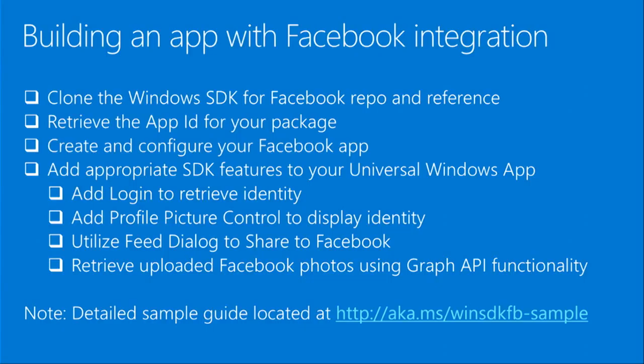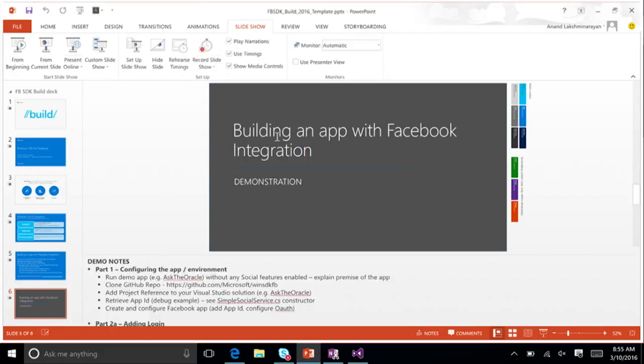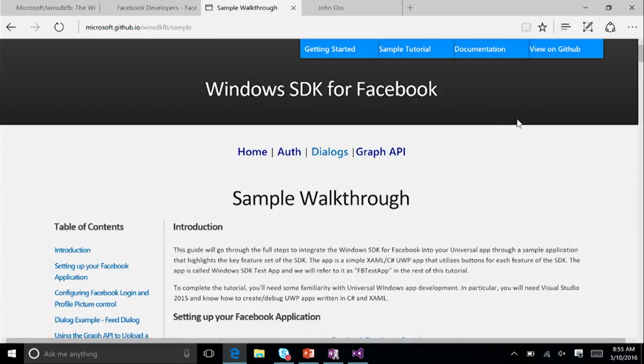Note that if you want to go through a detailed sample guide walkthrough on your own, check out the link here, aka.ms/WinSDKFB-sample. And now we'll jump right into the demo. As I mentioned on the previous slide, there's a detailed sample walkthrough available at this URL. In this sample are text, code snippets, and screenshots from the Facebook Developer Portal and Facebook's page, so you can fully understand how to integrate the SDK into your universal application.